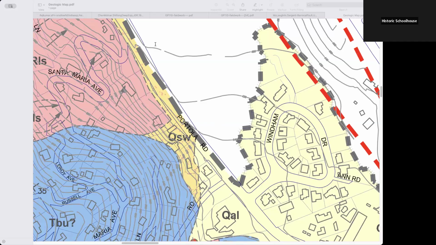You know why this wasn't done years ago? I don't know. Woodside and Portola Valley are so closely entwined geologically. Separated by a common boundary. Exactly.